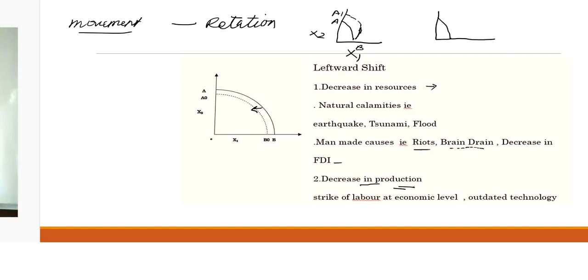Let AB be your PPC. You are producing two goods, X2 and X1. If you improve the technology of production of good X1, production of X1 will increase from B to B1, but the production of X2 will remain the same. That is your rotation. So these are the certain factors which are responsible for the shift in PPC.